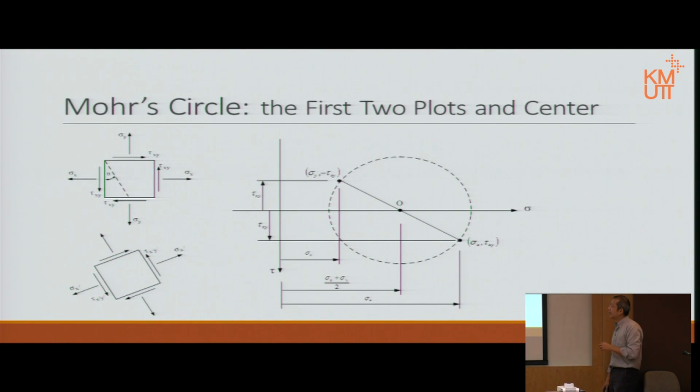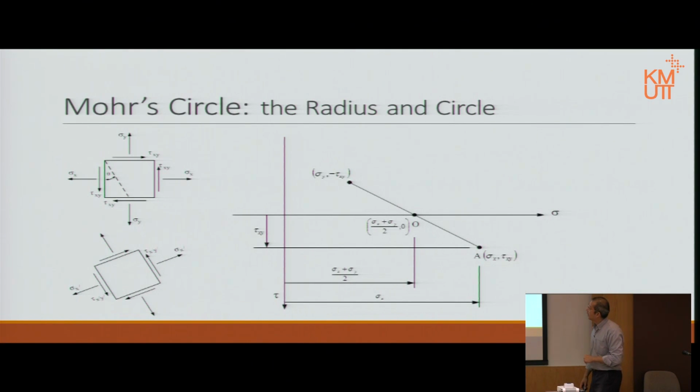And then of course we can use the coordinates to find that the radius is, as we said, the center is at sigma x plus sigma y over 2, 0. If we look at the radius, then we form a triangle there. We know the size by the coordinates, and therefore the radius is there. Again, it is the same as the equation we found.